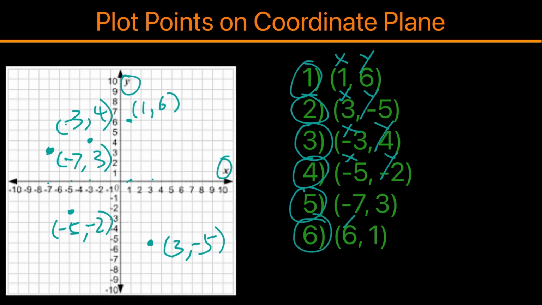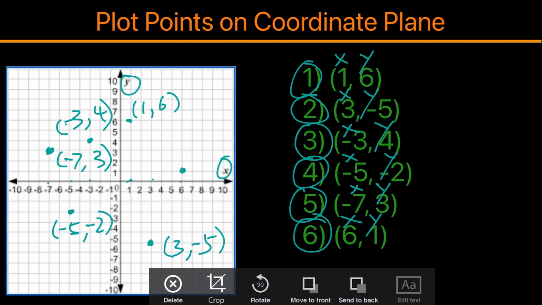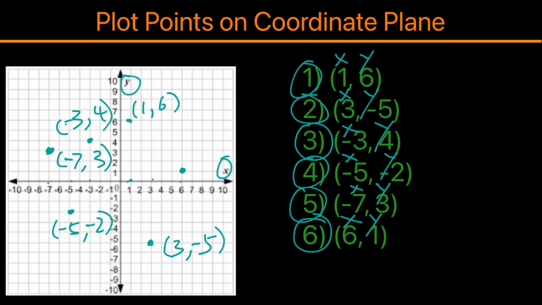And lastly, we have 6 and 1. So 6 would be the x value, and 1 would be the y value. So that would be here, and that's (6, 1).